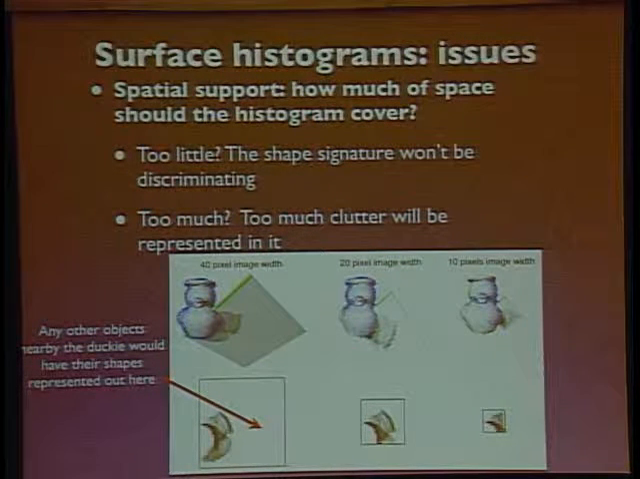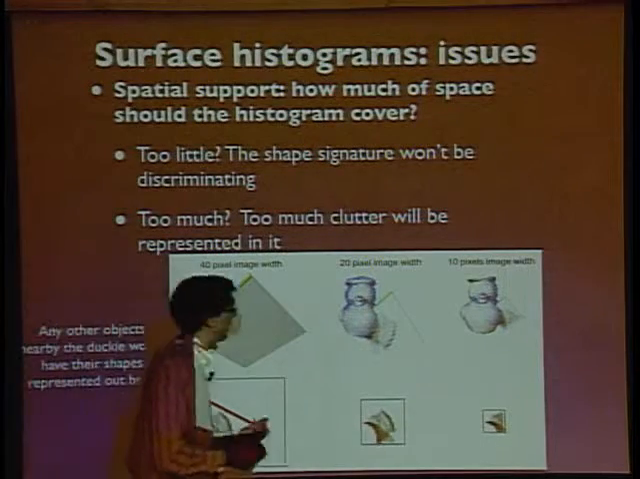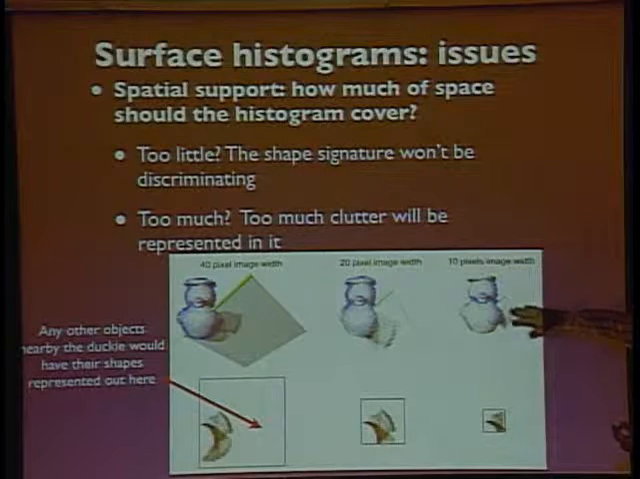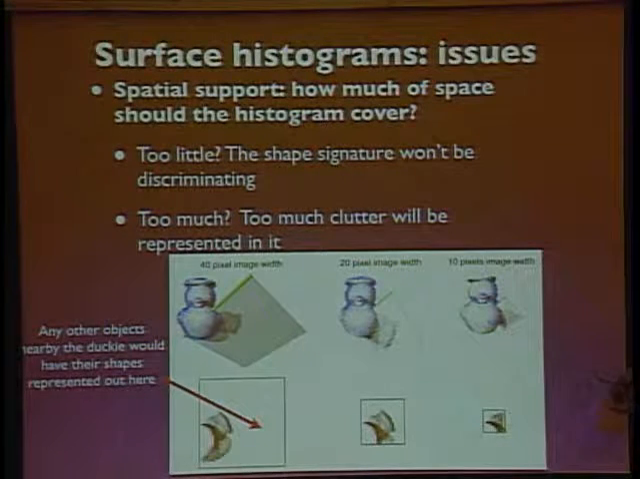So there's a set of engineering issues which we have just started to broach. One of them is called spatial support, which is to say, how much of space should this histogram cover in order to make sure that your description of the object is distinctive, but not overkill. So if it covers too small an amount of space, like this one, for example, then like I said, if you only look at a very small neighborhood around you, everybody looks like the same thing. They all look planar.